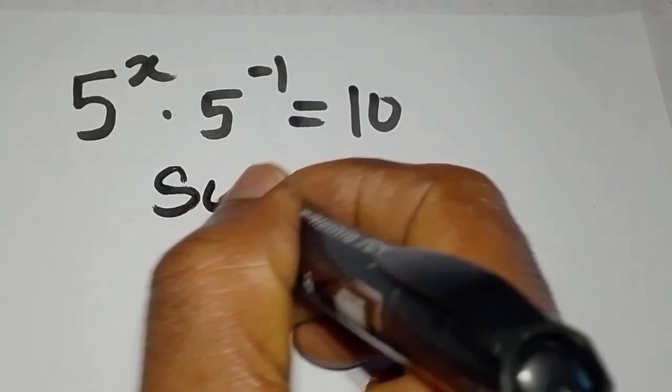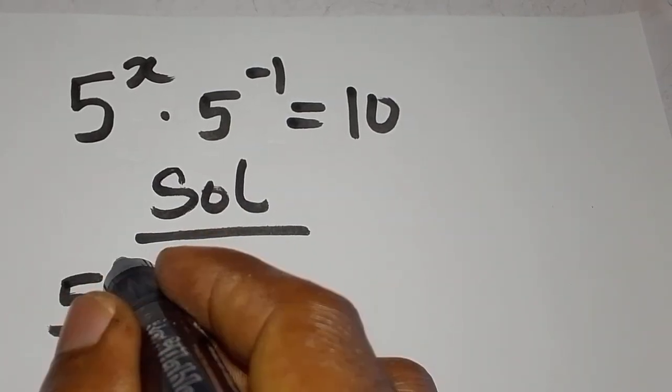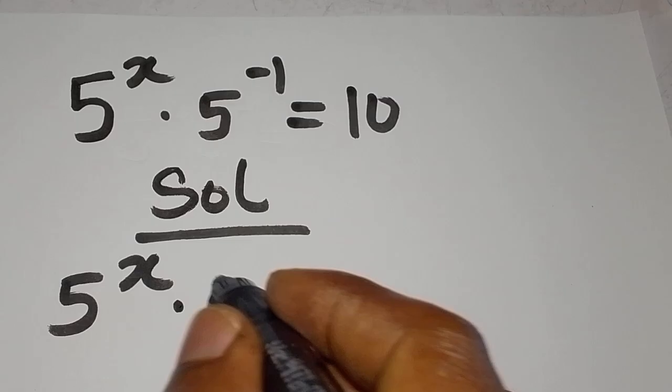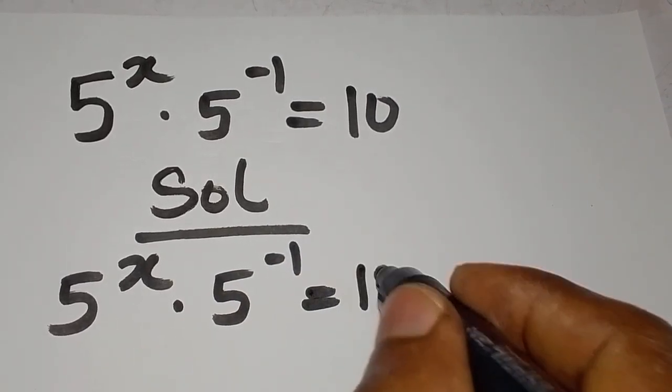Let's solve this problem here very quickly. We have 5 to the power of x multiplied by 5 to the power of -1 equals 10.